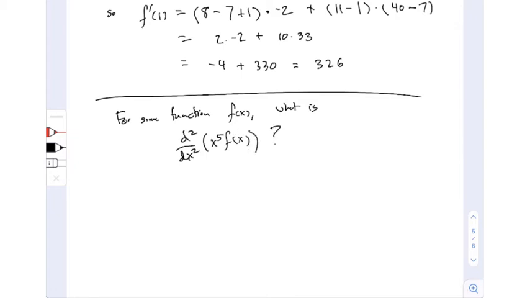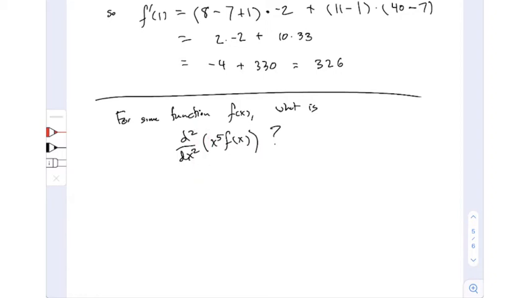And your answer, I'm not telling you what f of x is, so there will be some f of x stuff left over in your answer. You won't be able to fully tell me specifically what that is. First of all, anybody recognize this weird thing here? What does d squared, dx squared mean? Yeah, that means the second derivative.